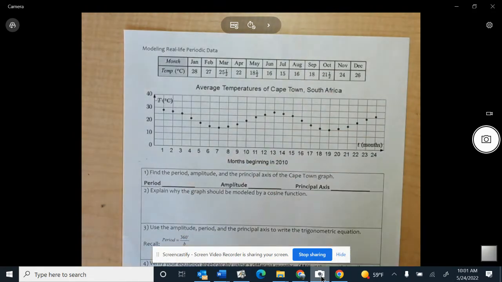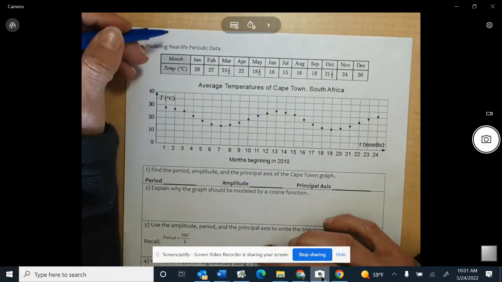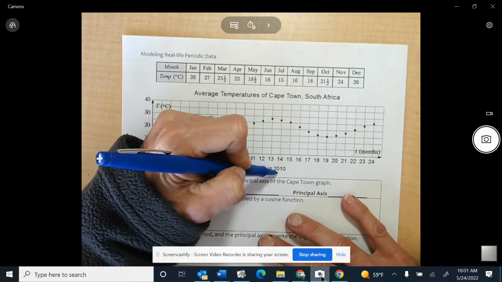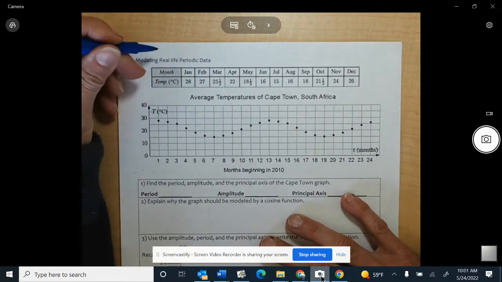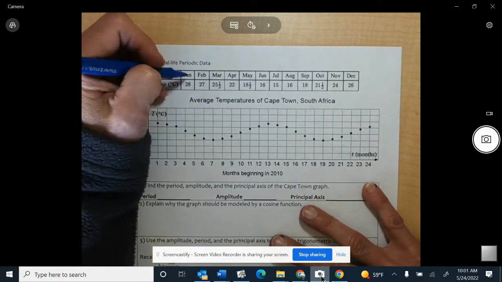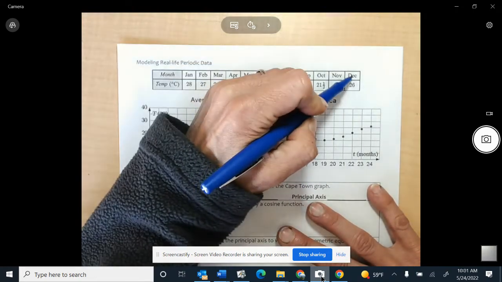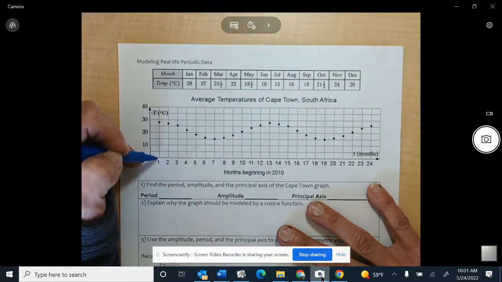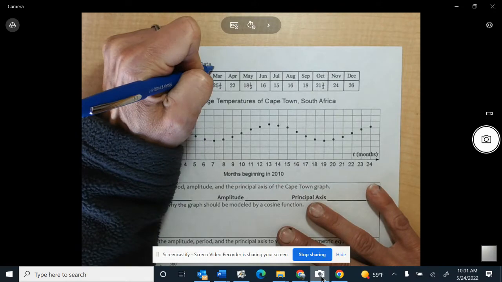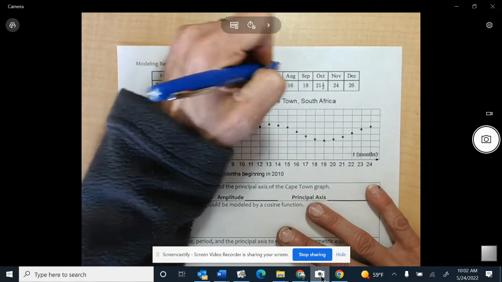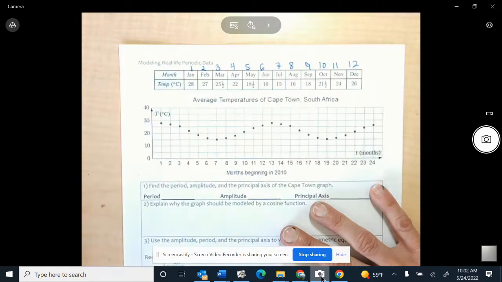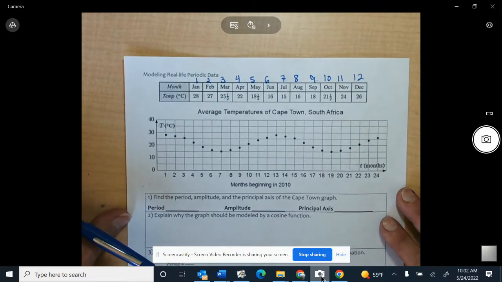So here are the temperatures in a table and a graph of Cape Town, South Africa. This data is from months in 2010. So yes, the data is outdated, but we are going to use it to create a model. Notice that we start in January and end in December, and so these represent the months after: first, second, third, fourth, fifth, sixth, seventh, eighth, ninth, 10th, 11th, and then the 12th, and then the next month would be January again.